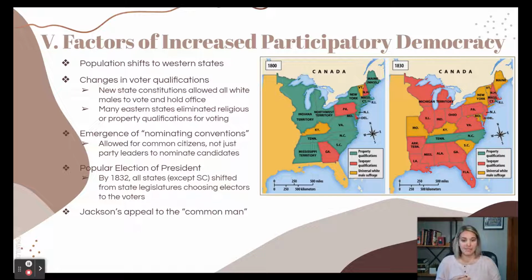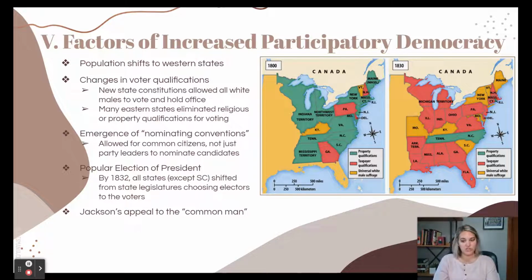We also see changes in the ways that candidates are nominated. Before 1830, we see that many were using just the party leaders to nominate candidates, but now there's going to be conventions which allow for common citizens to participate in that process as well, spreading democracy in another way. The election of the president had been done by state legislators choosing electors, but by 1832, all states except South Carolina had shifted that to the voters.